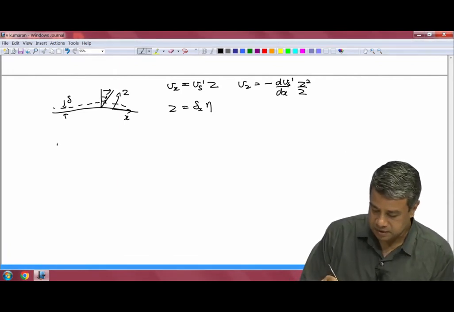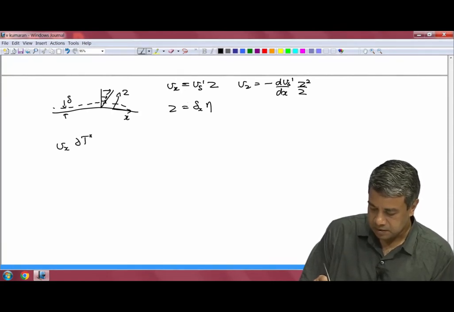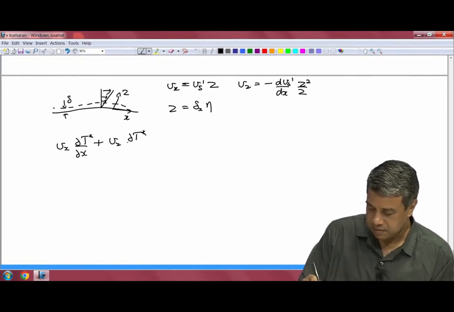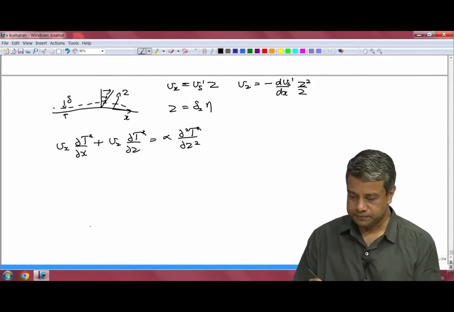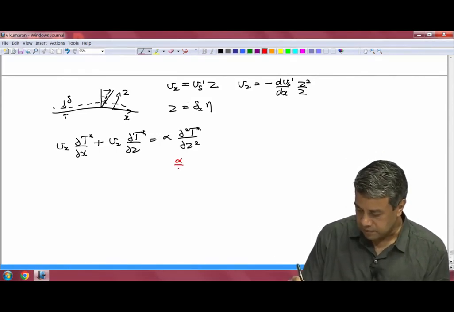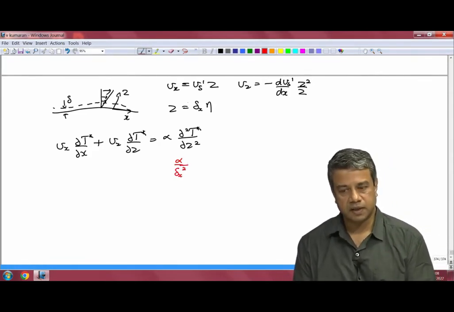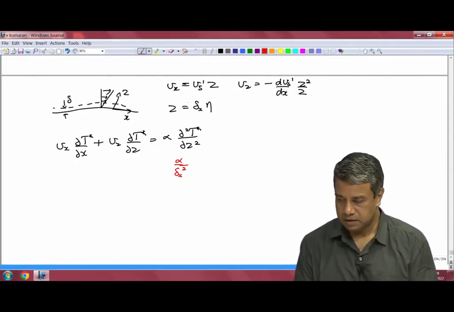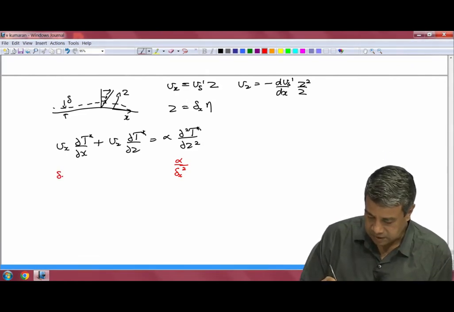My conservation equation is Vx times partial t by partial x plus Vz times partial t by partial z is equal to alpha times partial square t star by partial z square. You can see that this term is proportional to alpha by delta x square. Vx is proportional to delta. So, this is proportional to delta x.